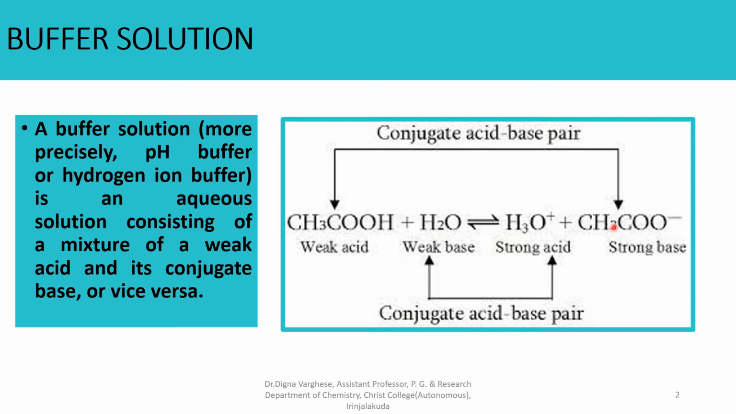If it is a weak acid, its conjugate base is a strong base. If it is a weak base, its conjugate acid is a strong acid. So this type of conjugate acid-base pair is known as buffer solution. So buffer solution is an aqueous solution of a mixture of a weak acid and its conjugate base, or a weak base and its conjugate acid.